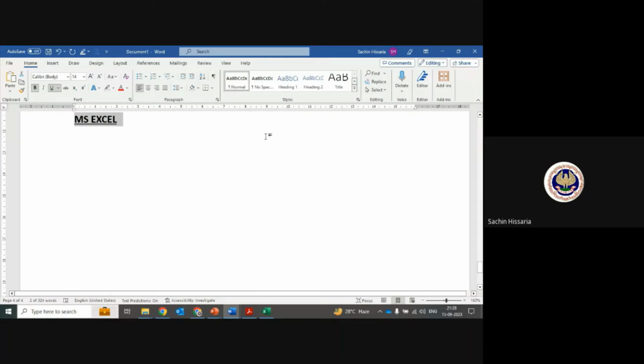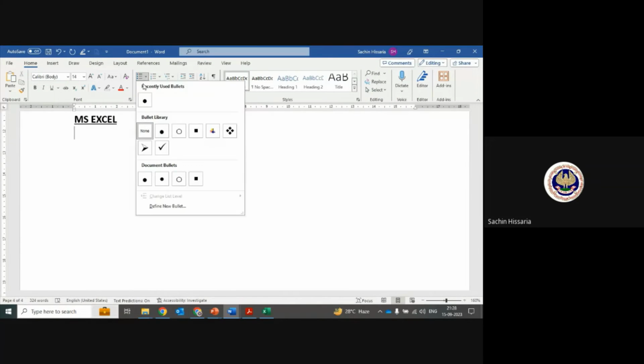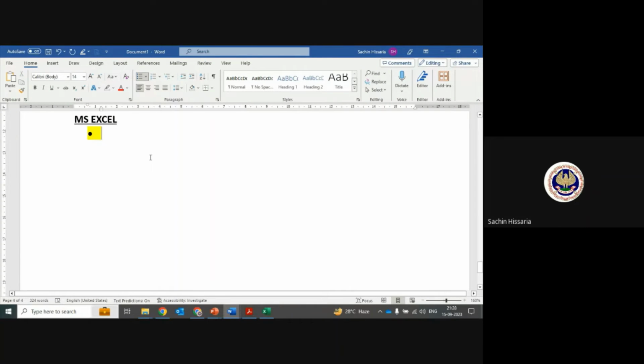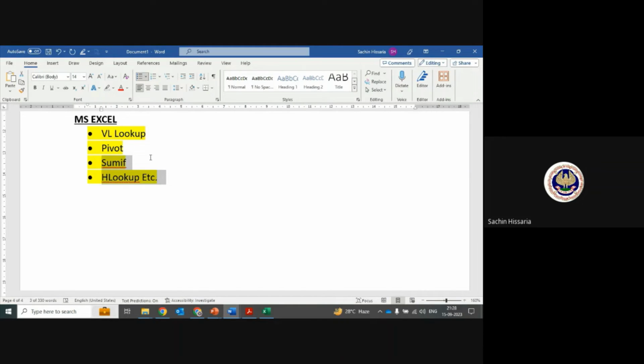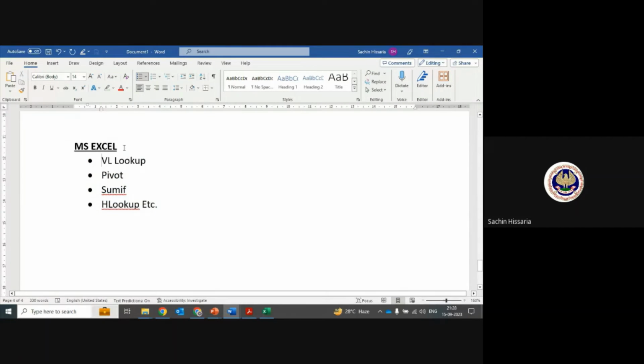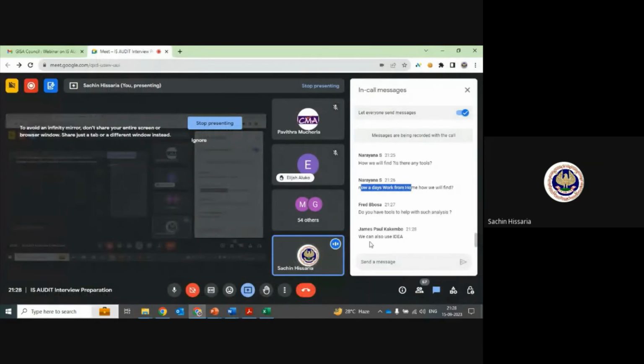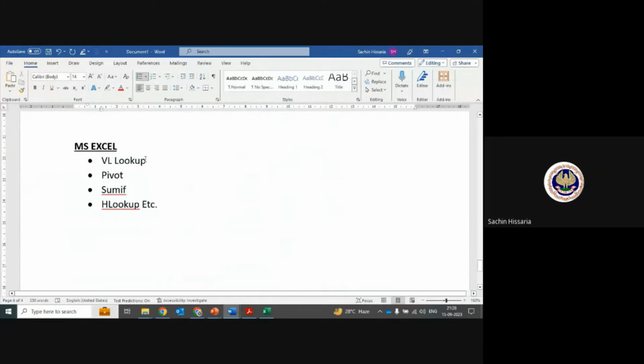This also I need to tell you guys: as an auditor, you should know some basic features of MS Excel. You should know what a VLOOKUP is, what a pivot table is, what the formula of SUMIF is, what an HLOOKUP is. There are a lot of functionalities in Excel, and as an auditor we need a very good grip on MS Excel. So make sure you have expertise at least in MS Excel.